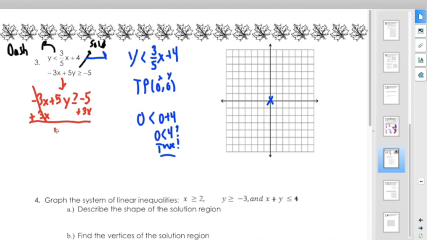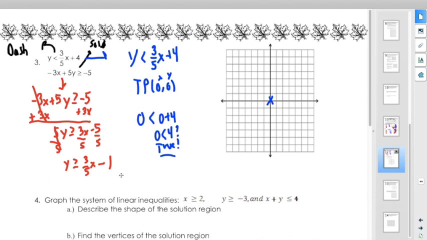I'm left with 5y is greater than or equal to 3x minus 5. Almost there. I got to get rid of this 5 here. So divide by 5 on both sides. So then y is greater than or equal to 3/5 x. 5 over 5, that's just 1, right? Minus 1.